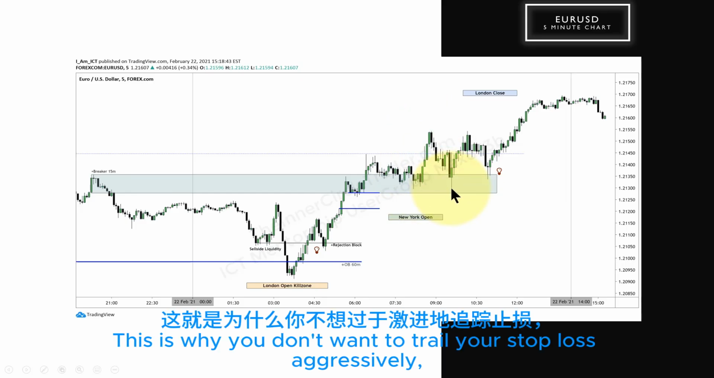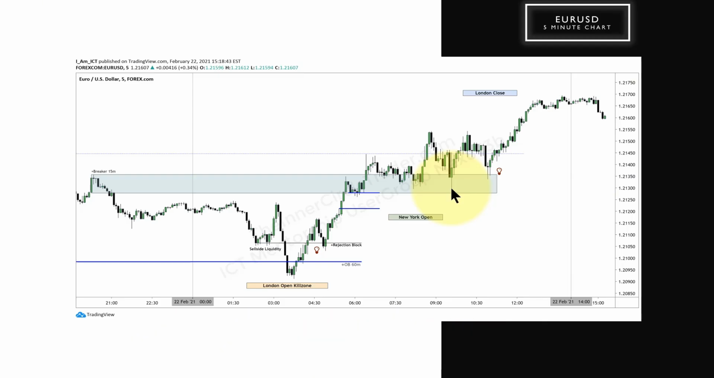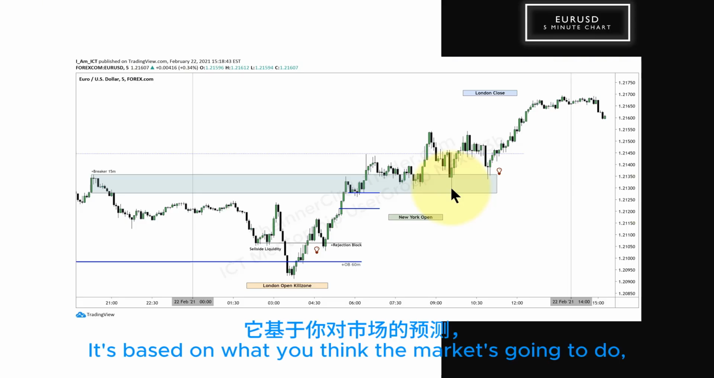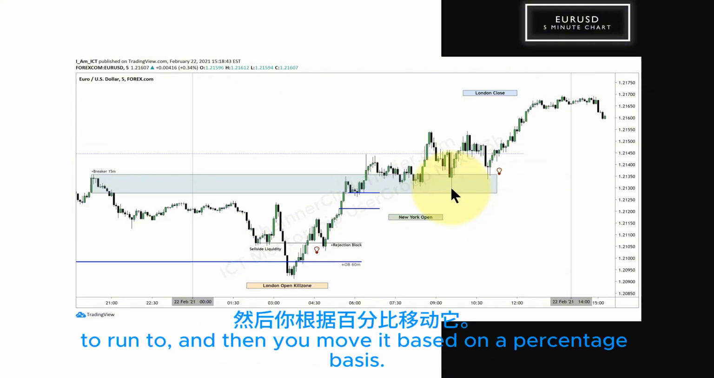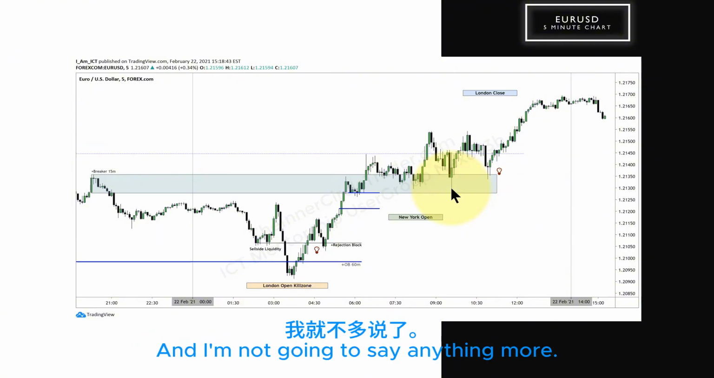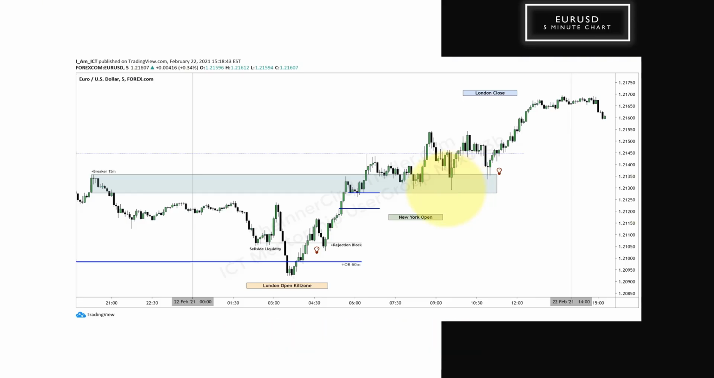This is why you don't want to trail your stop loss aggressively, and you will learn a specific approach to managing your stop loss. It's based on what you think the market's going to do, what target you think it's going to run to, and then you move it on a percentage basis. And I'm not going to say anything more. Please don't email me, but it is taught in later lessons.